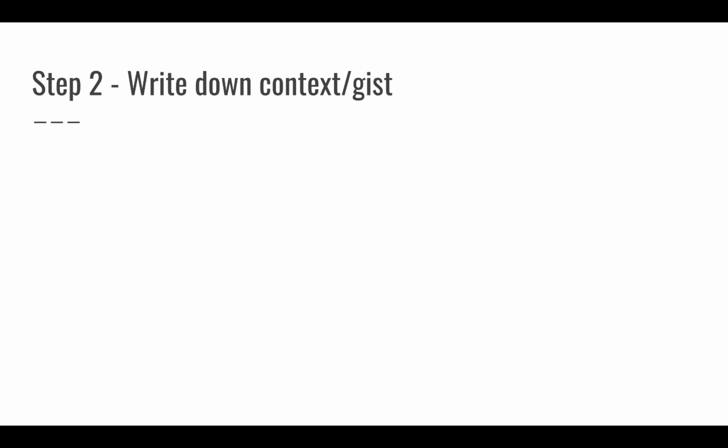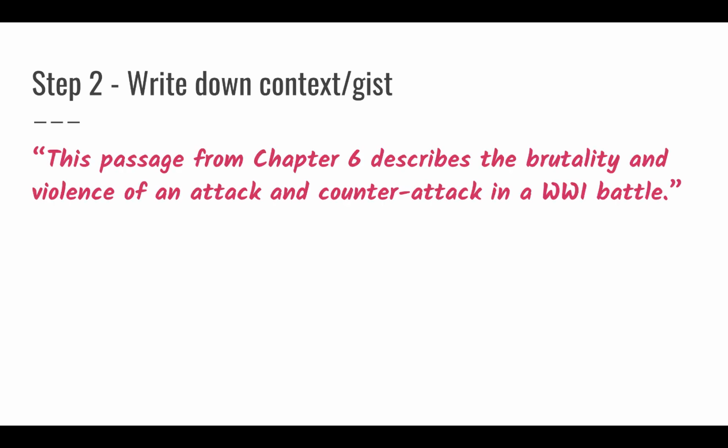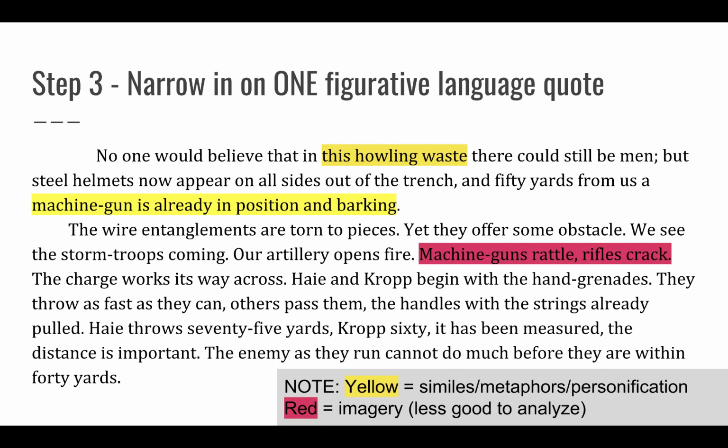Now that you've read your passage, you want to start by writing down the context or the gist, and this shows up before your analysis because you want to make sure you've got it before you analyze anything within the passage. So for this one, I would write, this passage from chapter 6 describes the brutality and violence of an attack and counterattack in a World War I battle.